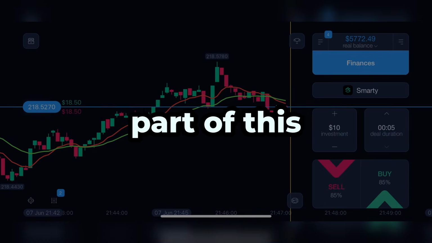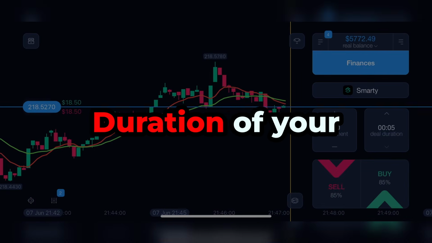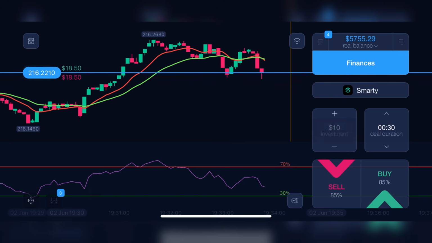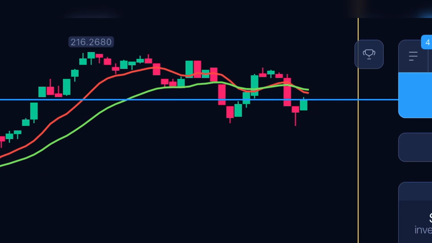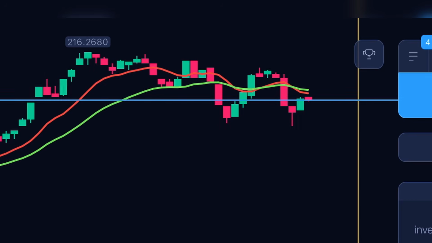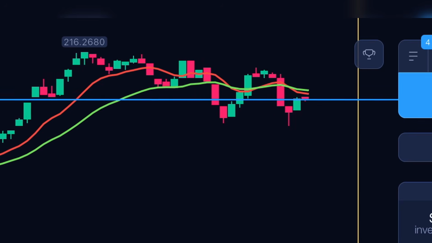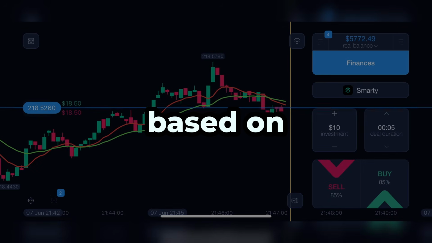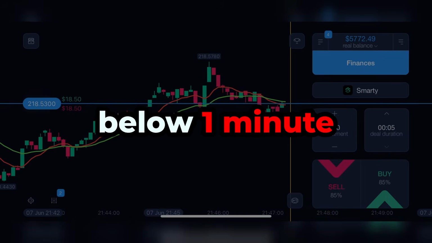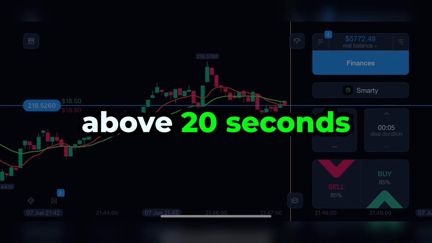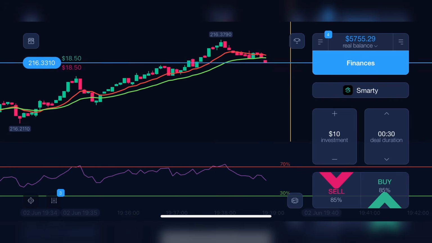A really important part of this strategy is the duration of your trade. Here we can see that if we were to put that trade a little later, or if we were to put our trade duration a little longer, we would have won that trade. Since we're trading based on short-term market trends, always try to keep your trade duration below 1 minute and above 20 seconds. Let's try to recover from that loss.